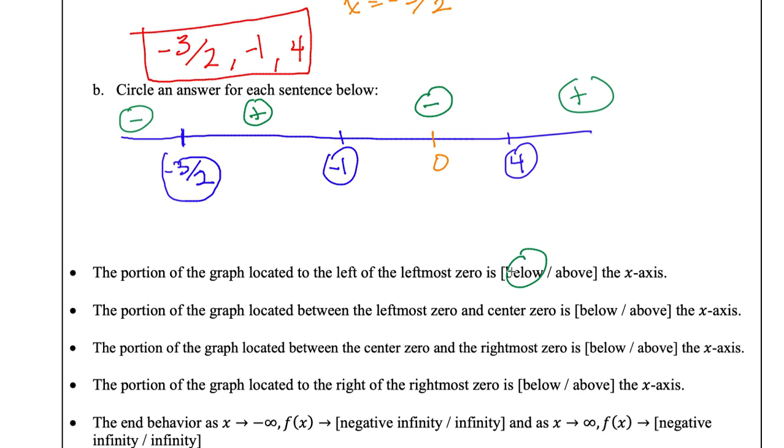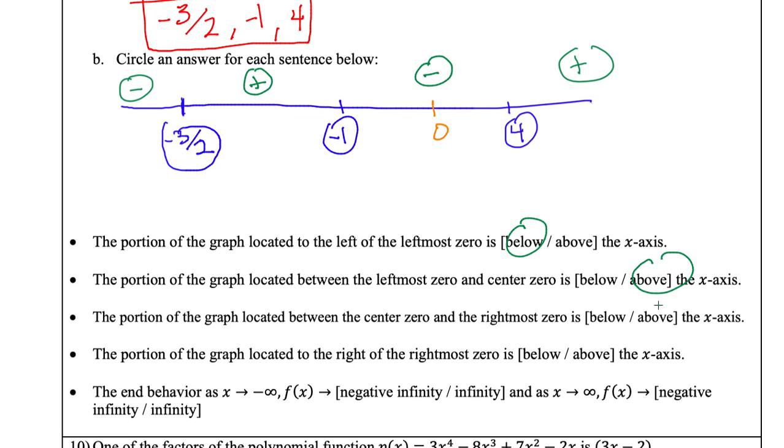The next interval, is it above or below? Everyone should be doing thumbs up. It is above. Circle it. The next interval, is it above or below? It is below because it is a negative for this third interval. In your final interval, to the right of the rightmost 0, is it above or below? Thumbs up, thumbs down. The thumbs up have it.